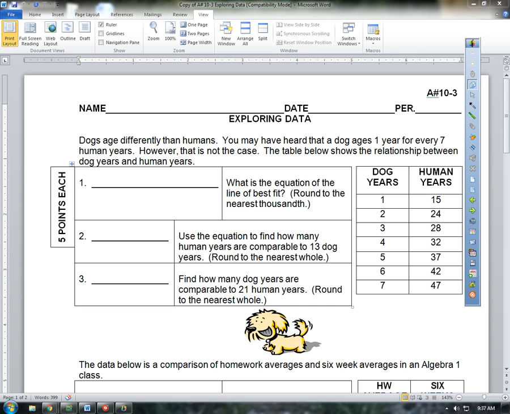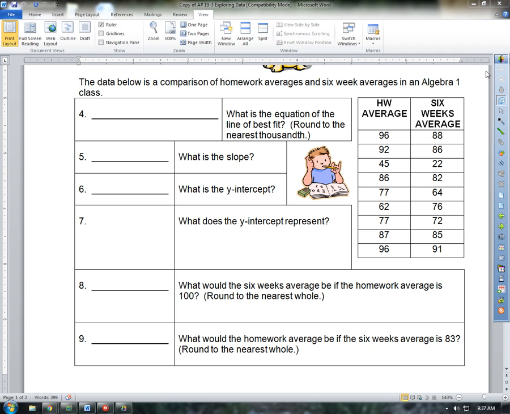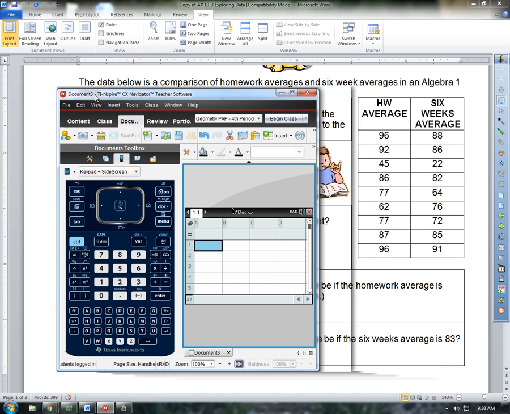Okay, let's look at our second problem here. It says the data below is a comparison of homework average and 6 weeks averages in an Algebra 1 class. Okay? So we're going to have to find the line of best fit. So I'm just going to type this in exactly like it appears on here. So I'm going to say homework, 6 weeks, no space. Nope, didn't like that. We'll call it grading period.